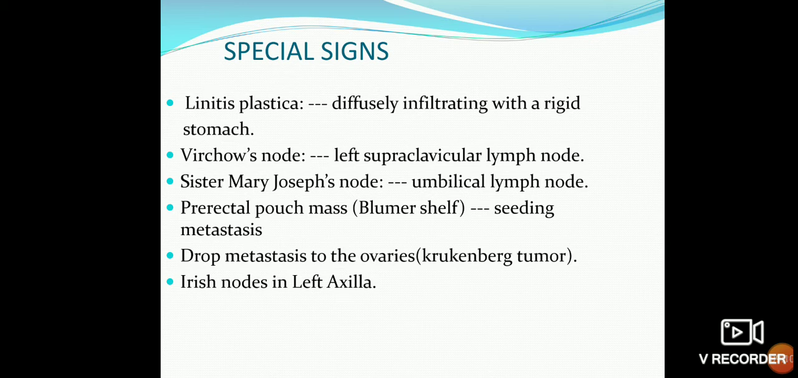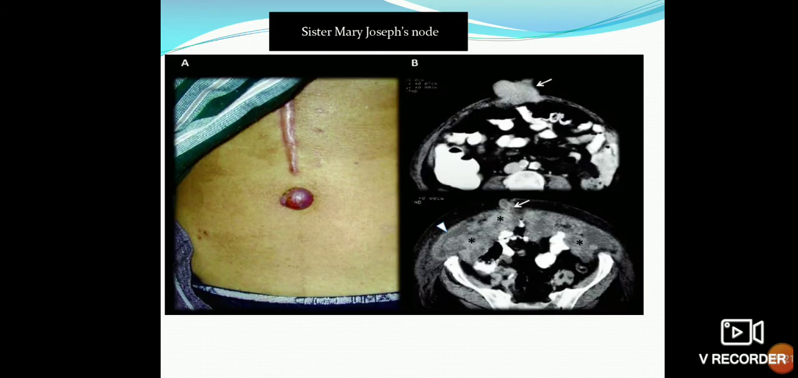These are known as Blumer's shelf. It is the seeding metastasis in the pouch of Douglas. Drop metastasis to the ovaries is known as Krukenberg tumor. Irish nodes are present in the left axilla. This diagram shows the Sister Mary Joseph nodule present around the umbilicus, and above is the scar of the operative site.